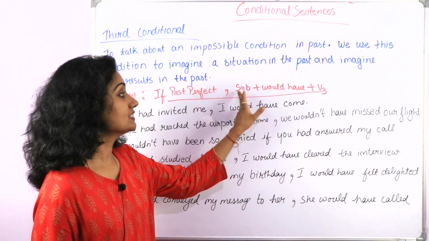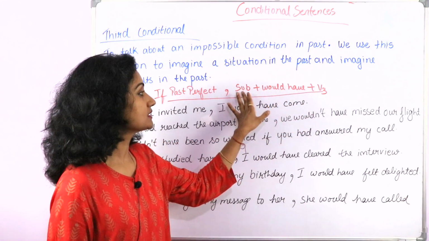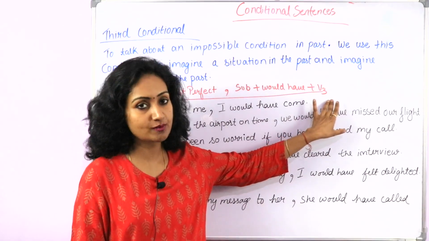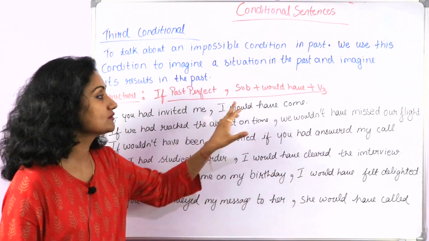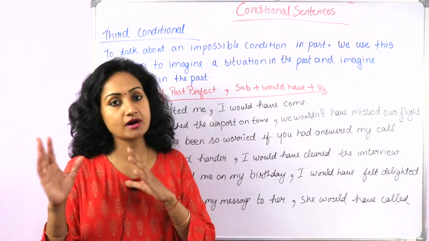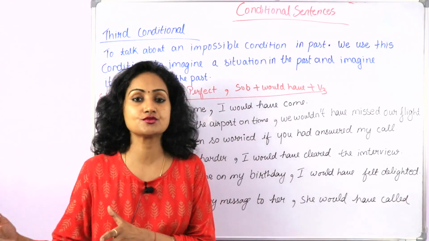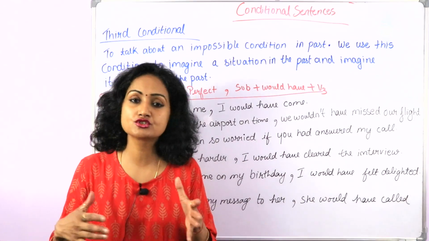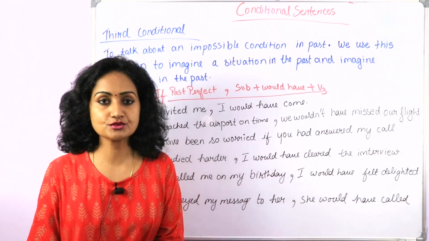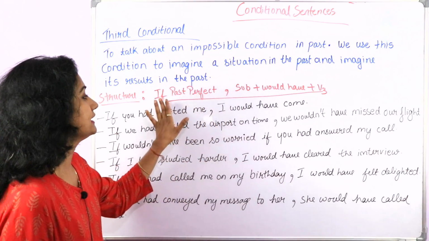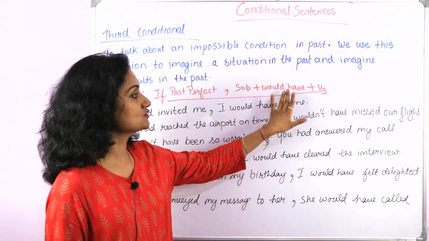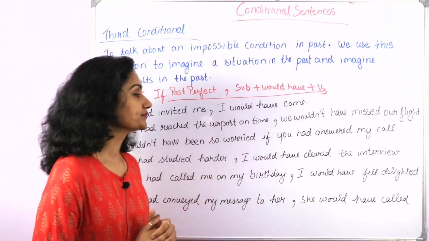Okay, then comma, and the result will be subject plus would have plus third form of the verb, that is past participle. So we know that whenever we use a modal verb to talk about past, we use have plus third form of the verb, like could have, would have, may have, might have, should have, plus third form of the verb. So this is the structure: if plus past perfect, and then the result is subject plus would have plus third form of the verb.